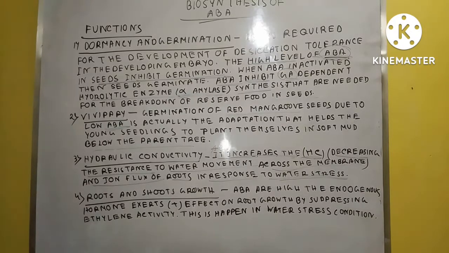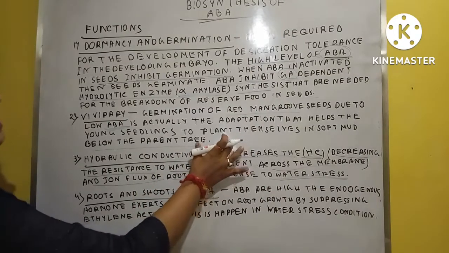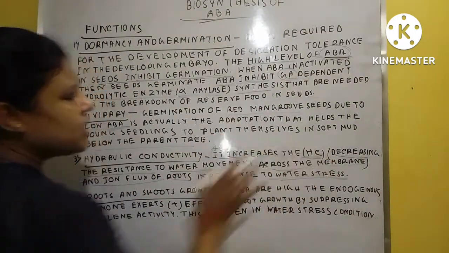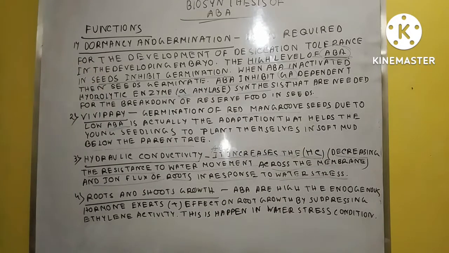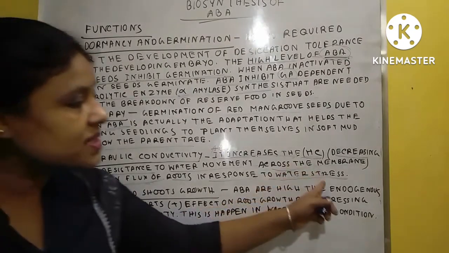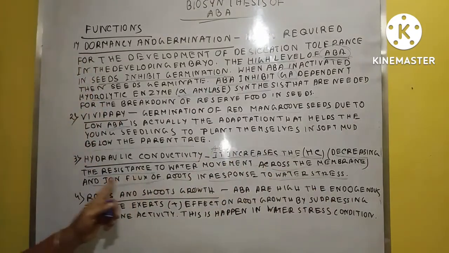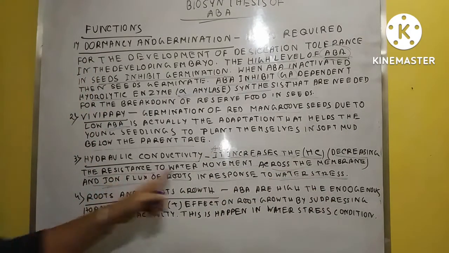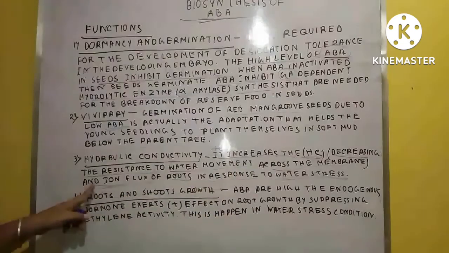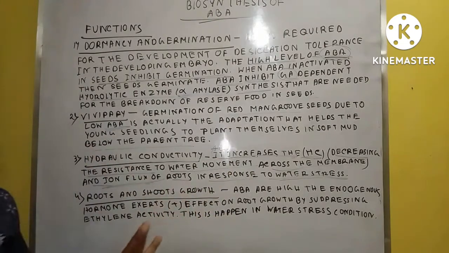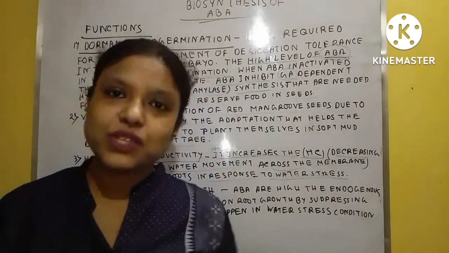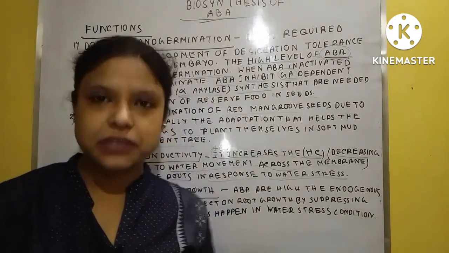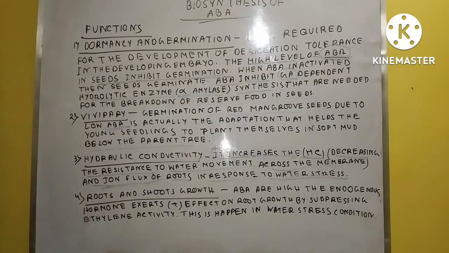Why is it possible? Because ABA increases the hydraulic conductivity of the plants, and obviously the ion flux of the roots. Ion flux of the roots means that in the water stress situation, plants can get the ions or nutrients from the soil through the roots. This is one kind of adaptive feature that plants can gain, and here obviously the ABA hormone has an important role.